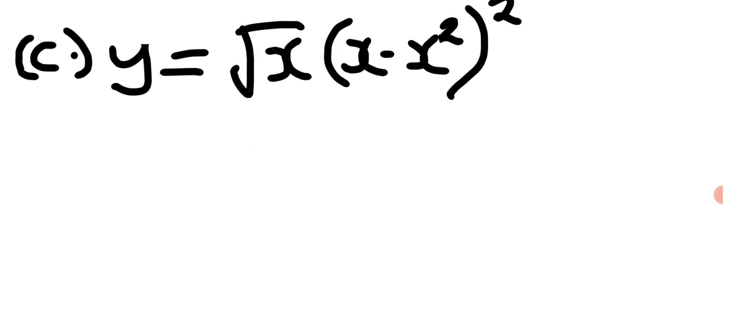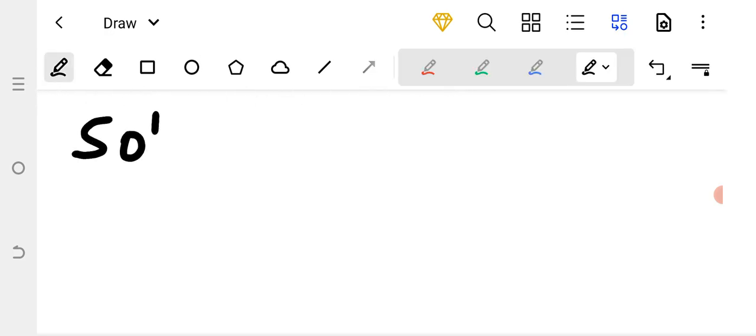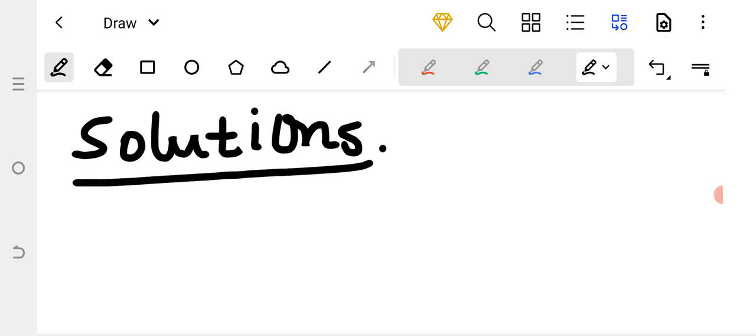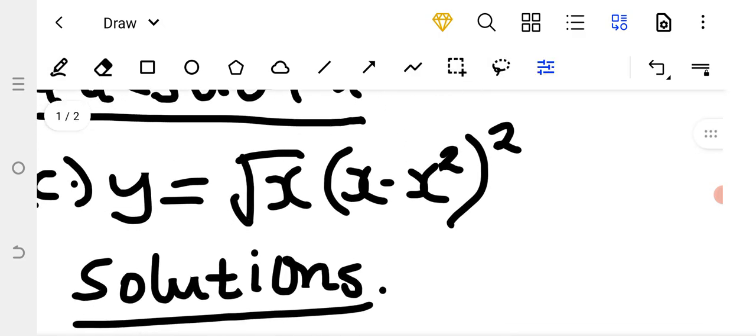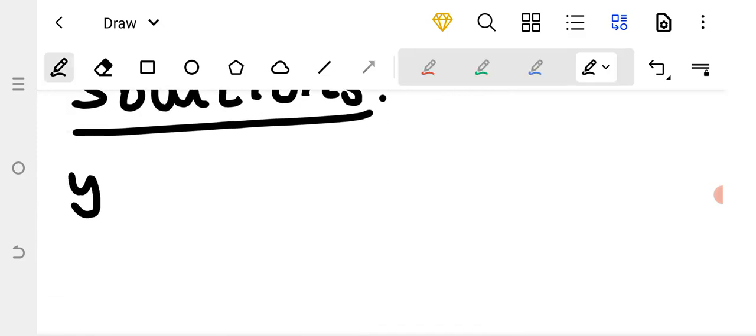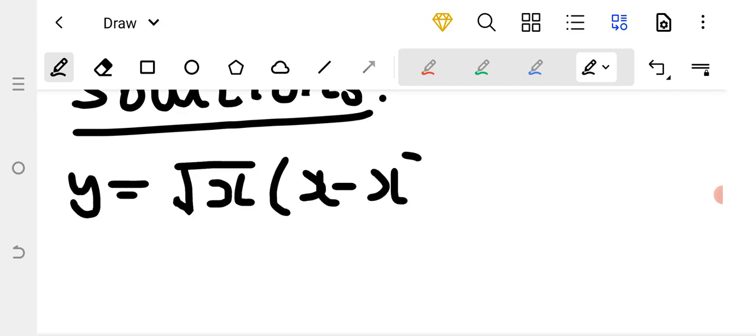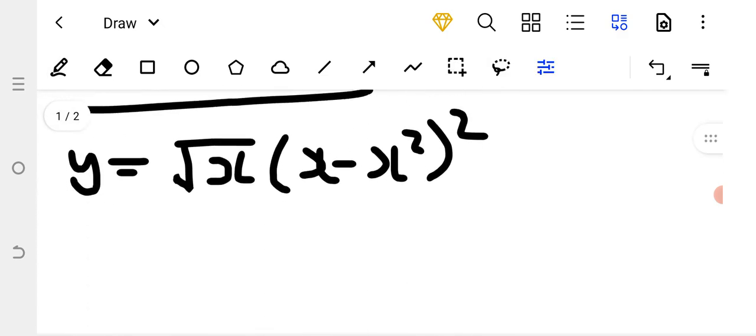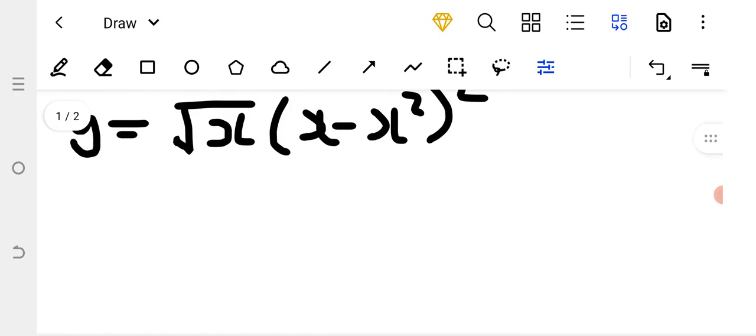Okay, so to continue, what will we say? We'll say solutions. Then we'll write down what we have. Y is equal to root x multiplied by x minus x squared raised to the power 2. So we're going to let one function be equal to u and then the other function be equal to v.